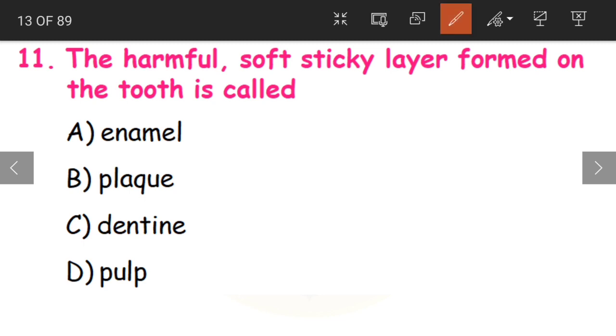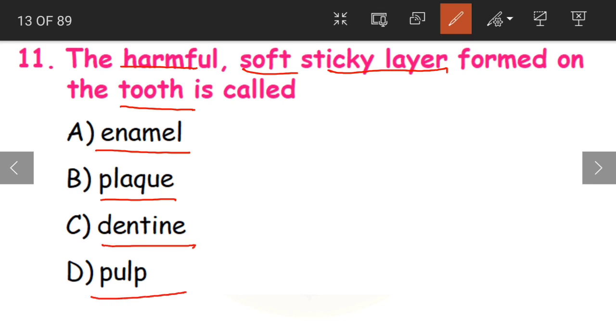Now, the next question. The harmful soft sticky layer formed on the tooth is called. The harmful soft sticky layer which is formed on the tooth, what is it called? Is it enamel, plaque, dentin or pulp? So it is called plaque.